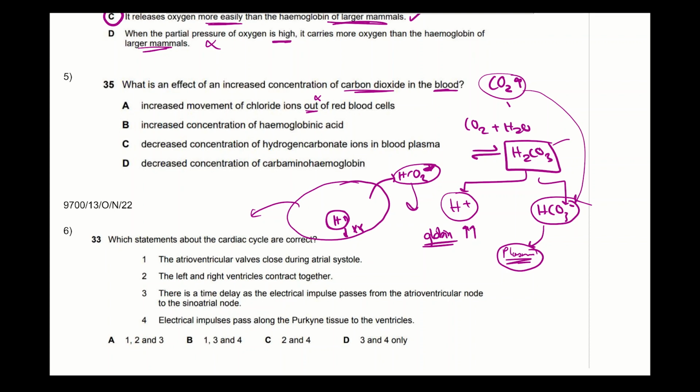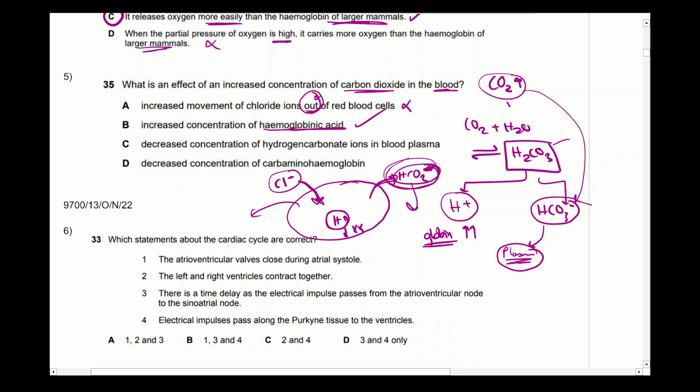Now, what happens to balance this phenomenon is something called the chloride shift. Chloride ions, which are negatively charged, re-enter the red blood cell to balance out the charges of the movement of bicarbonate ions outside the red blood cell. Now, this is the chloride shift. The mistake here is that it says out of the red blood cell. Actually, the chloride ions go inside the red blood cell, opposite to the movement of bicarbonate ions. Therefore, this is incorrect. Now, for B, increased concentration of hemoglobinic acid. We've discussed this earlier, so this is correct.